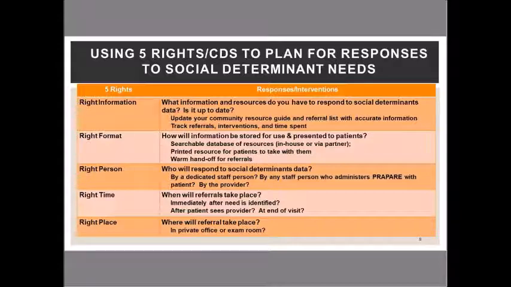The next question you want to think about is having the right format. How do you have that information stored, and then how do you use it and present it to patients? Is your community resource guide or referral list on your organizational intranet, such that any staff person can access it, download a list, and hand that list to the patient? Is it simply a three-ring binder in certain hallways that people can flip through? How are you handing it to the patient?